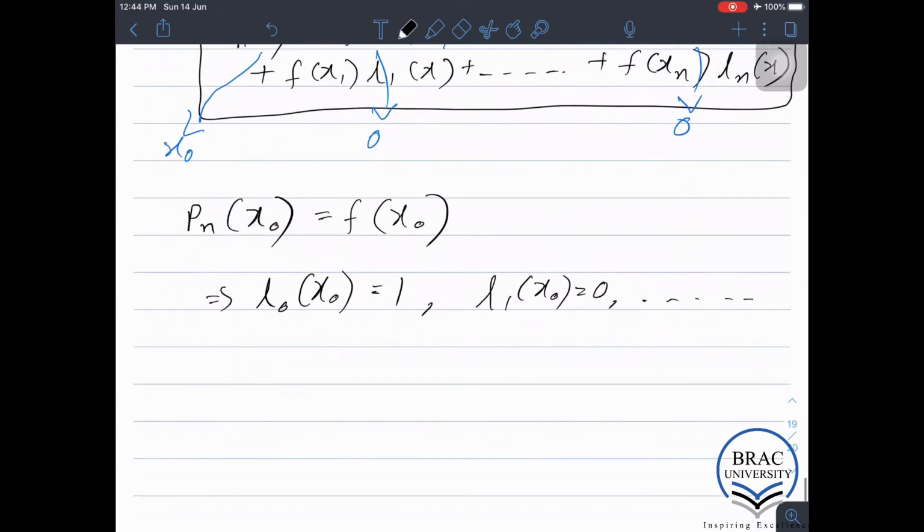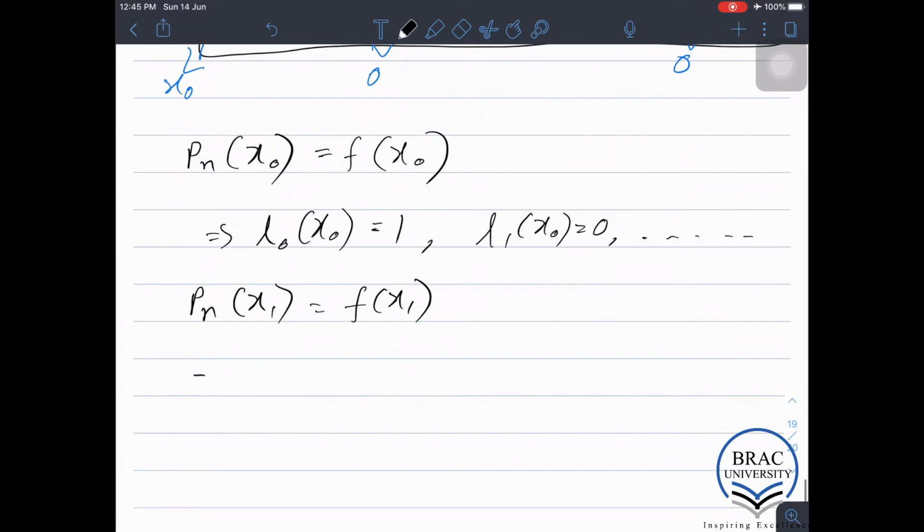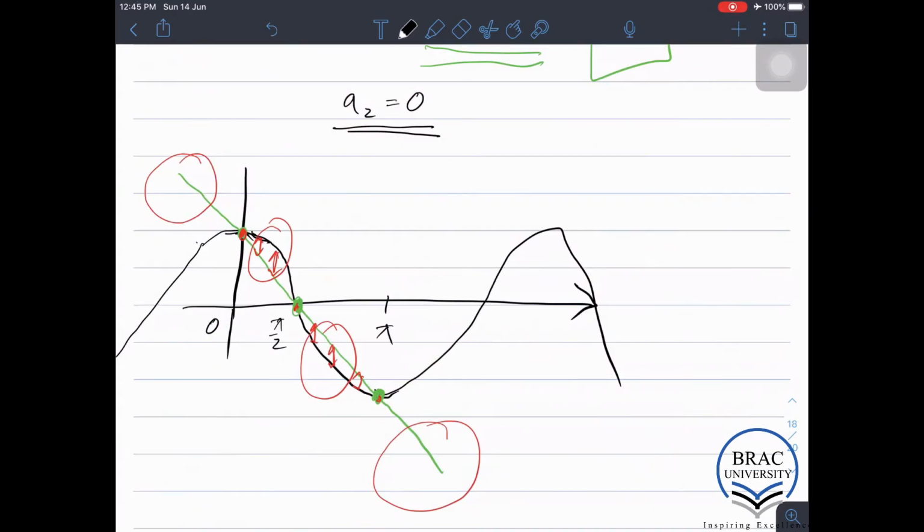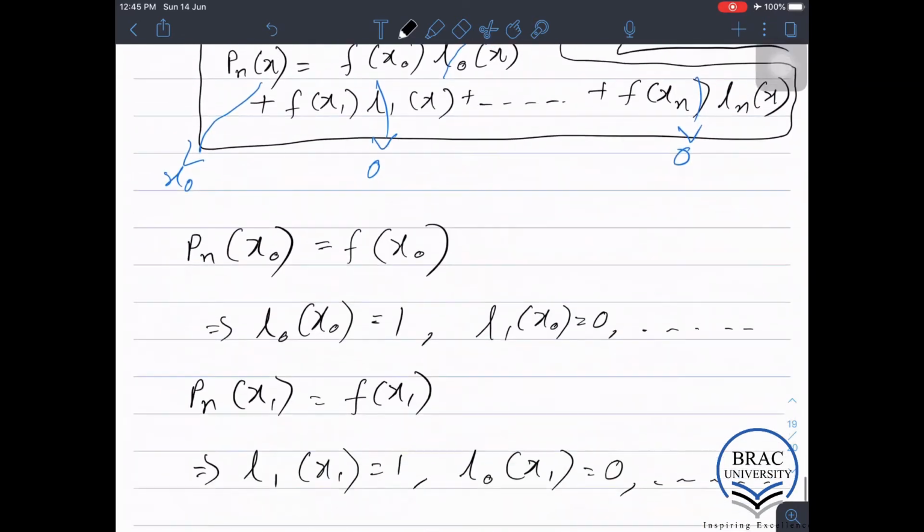Okay, similarly, if you apply Pn of x1, this should be equal to f of x1. Then you can say that L1 of x1 is equal to 1, and all the rest, for example, L0 of x1, is equal to 0, and everything else is 0.